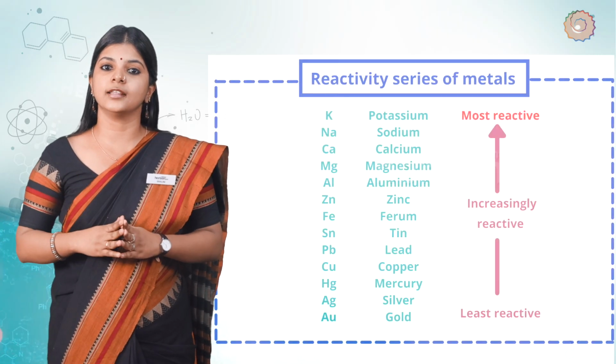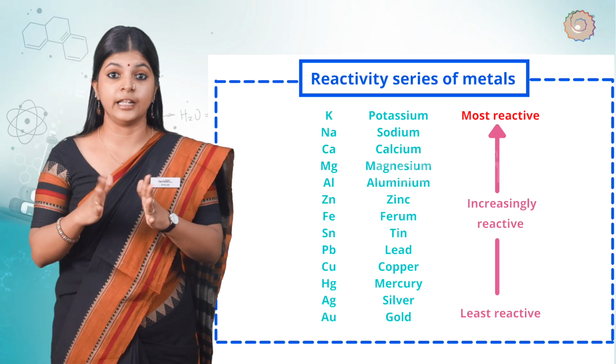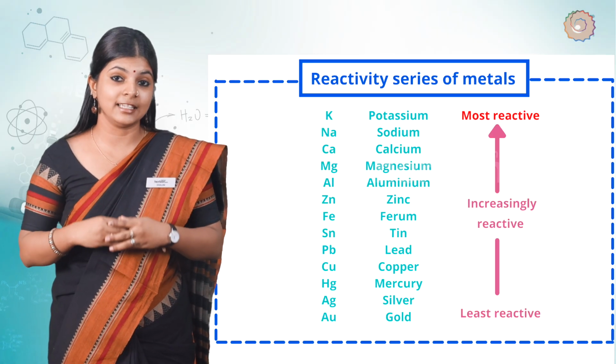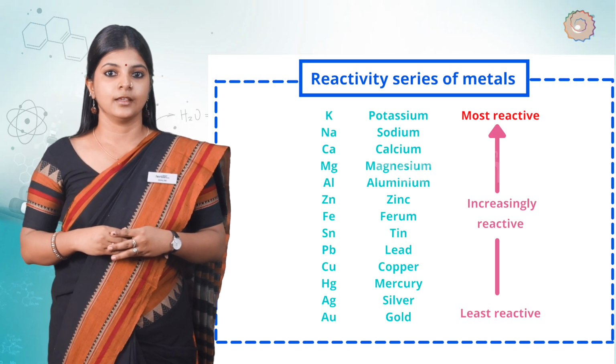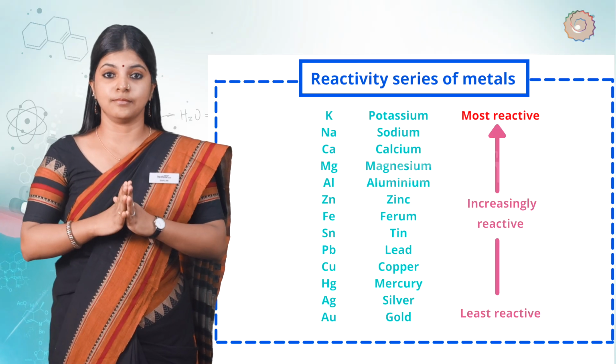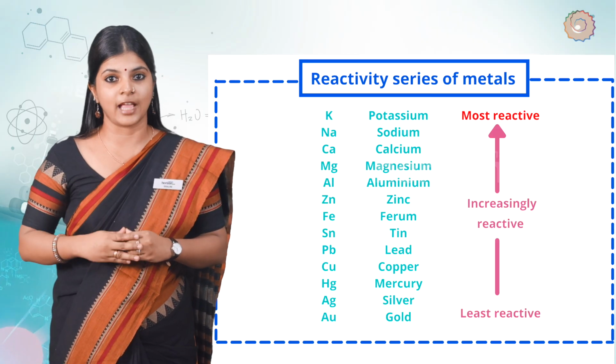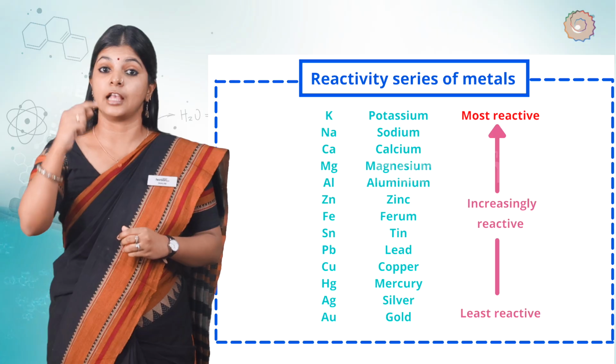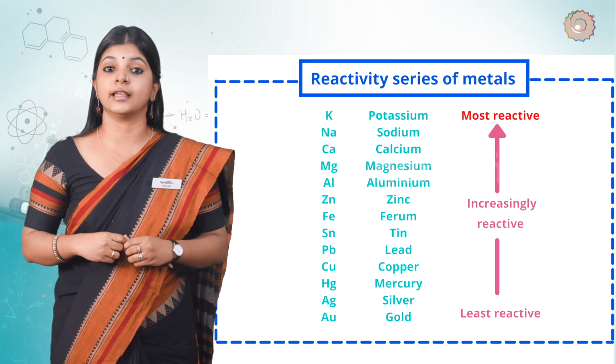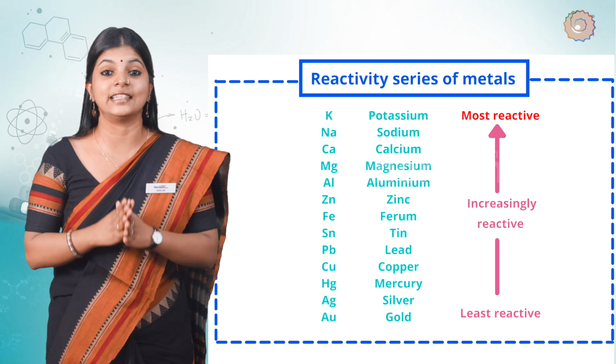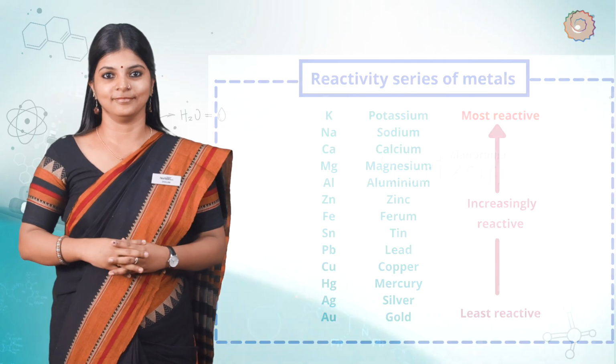Now, in order to understand displacement reactions really well, you need to know the reactivity series of metals. That is, potassium is found to be the most reactive metal in the reactivity series. As you come down, the reactivity of metals decreases and gold is the least reactive.